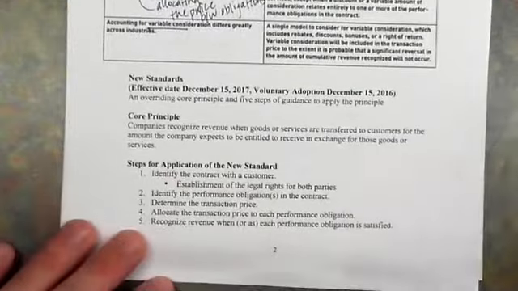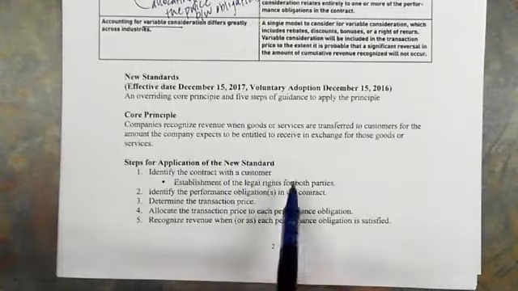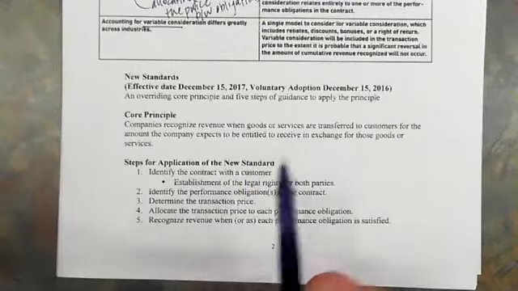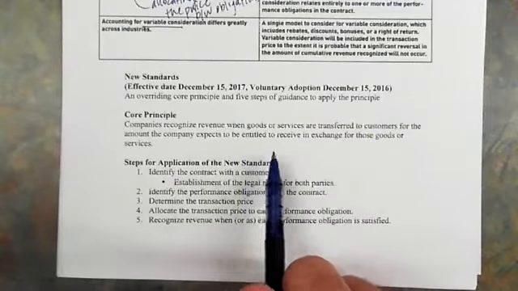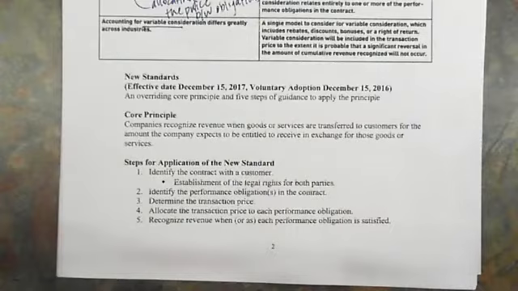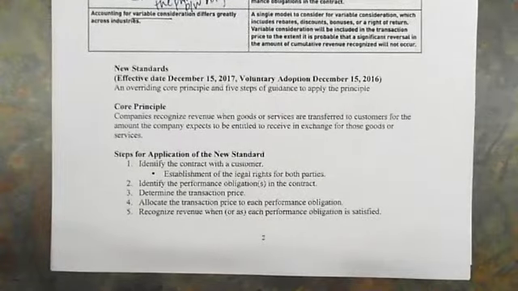The core principle is really straightforward. We recognize revenue for goods and services when they are transferred to customers, when we're entitled to receive something in exchange for those goods and services, right? So if I give a cup of coffee to someone, revenue is recorded under a coffee exchange when I give coffee to somebody, and I'm entitled to receive the amount of money I ask for that coffee. So it's really pretty straightforward.